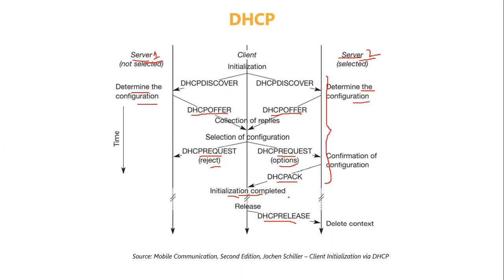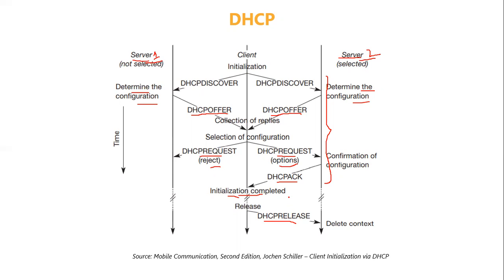Without authentication, the mobile node cannot trust a DHCP server, and the DHCP server also cannot trust the mobile node. So that's it about DHCP, Dynamic Host Configuration Protocol.